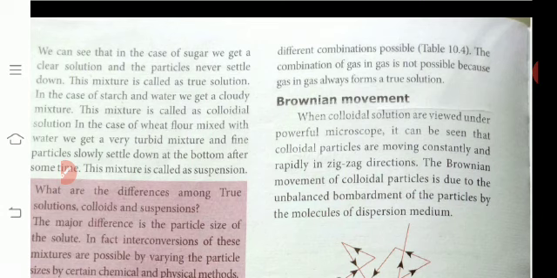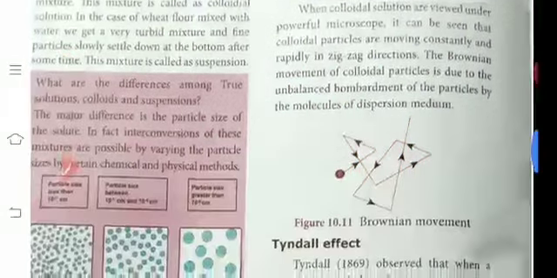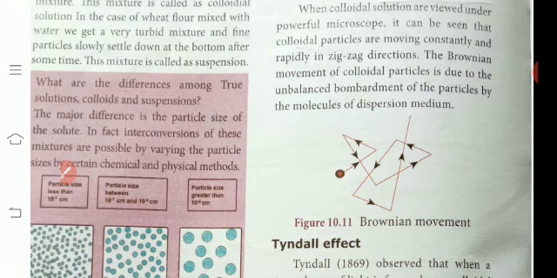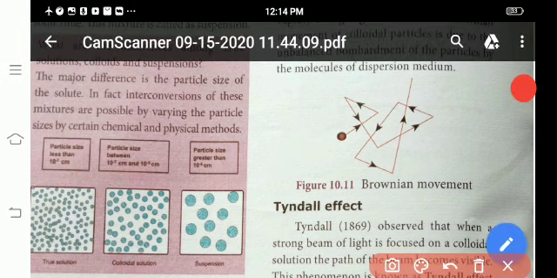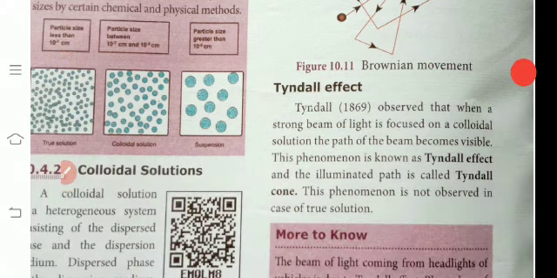Okay, listen. What is meant by Brownian movement? You take a colloidal solution and view it under a powerful microscope. The colloidal solution has particles, and those particles move constantly and rapidly in a zigzag direction. That is called Brownian movement. Here see the direction, zigzag direction. This direction is called zigzag direction. This movement is called Brownian movement. Okay, then Tyndall effect.